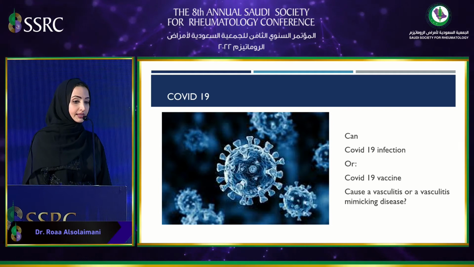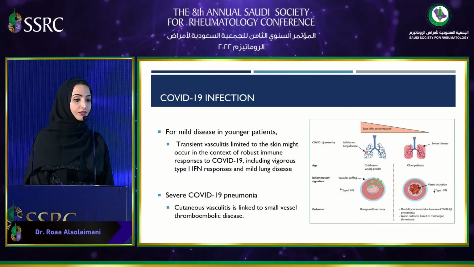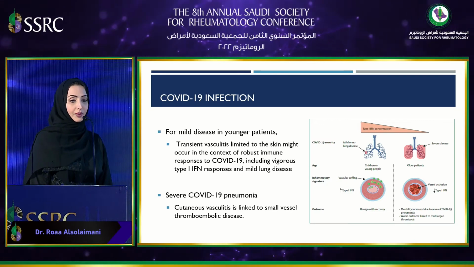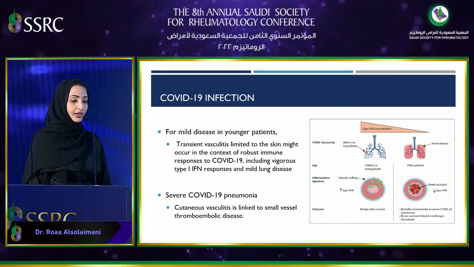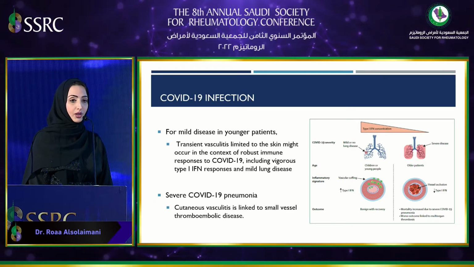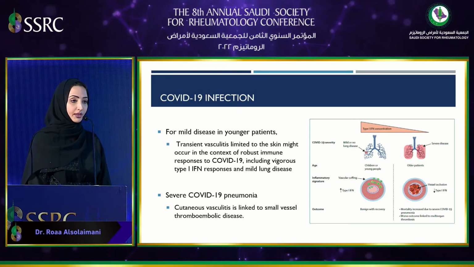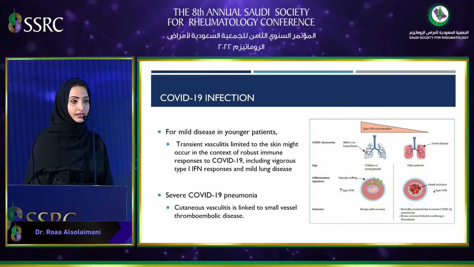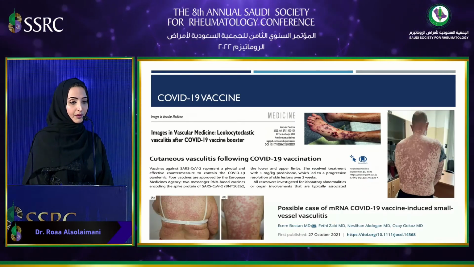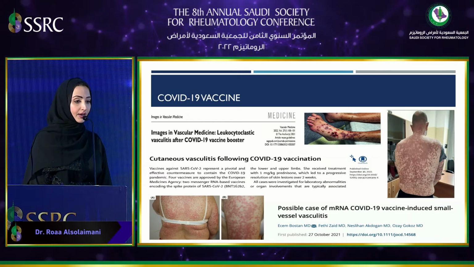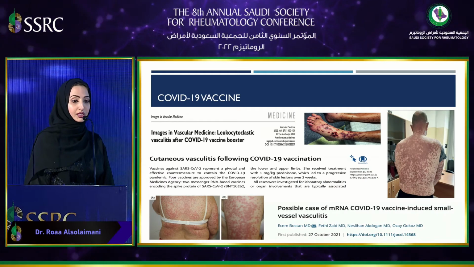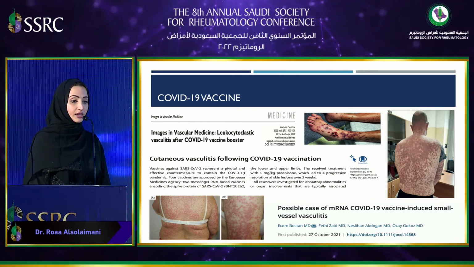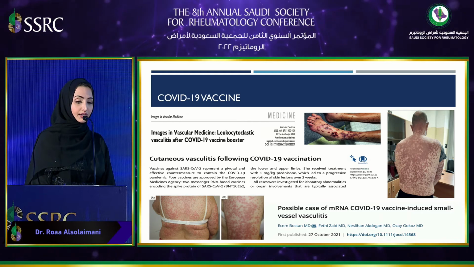What about COVID-19? So COVID-19 infection can cause transient vasculitis in the skin in mild cases of COVID in younger patients. And also in patients with severe COVID pneumonia, they may have cutaneous vasculitis secondary to thromboembolic disease. What about COVID vaccine? There has been a number of case reports with patients developing cutaneous vasculitis 7 to 10 days after vaccination.